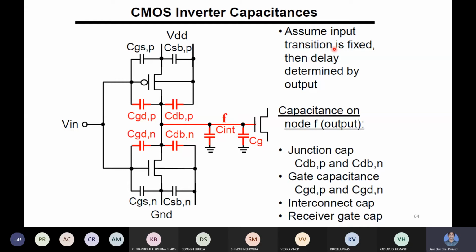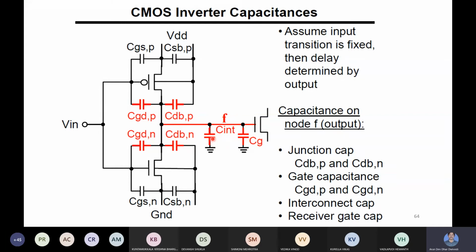Suppose the input transistor is fixed, then delay is determined by the capacitances on the node F. This is the F node. So what are the capacitances at this node? Some of these will not come into picture. This red portion will come into picture. This one is also not coming into picture. So at this node, what are the capacitances? Junction capacitances CDBP and CDBN, and similarly gate capacitances from the gate side, CGDP and CGDN, and then interconnect capacitance.